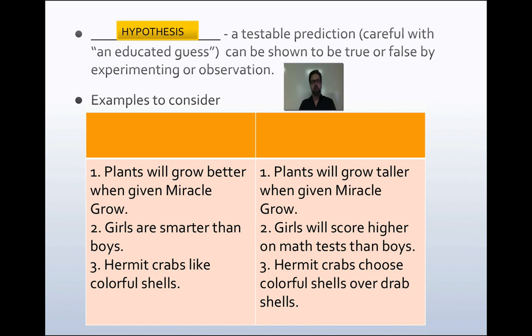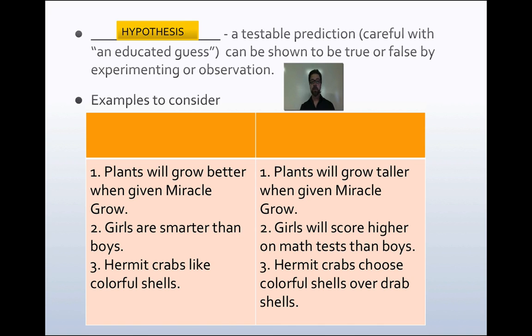Let's take a look. Could both of these be tested? Because that's another key thing. If it's a testable prediction, experimentation should be able to get us an answer. With example number one, the plants and Miracle Grow, could we experiment with that? Of course we could. We could give plants Miracle Grow and see if they grow taller. Number two, could we test girls and see if they score higher than boys on a math test? Absolutely. We could take a math test right now and find the answer to that.